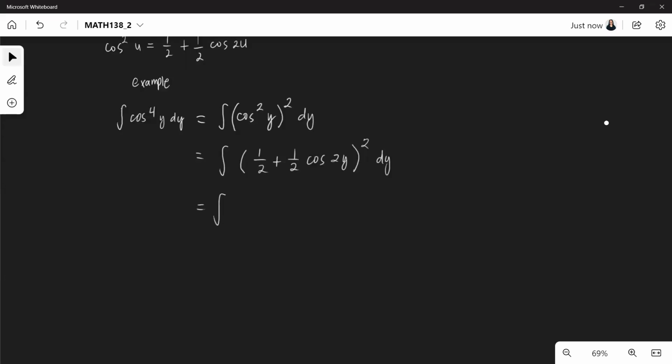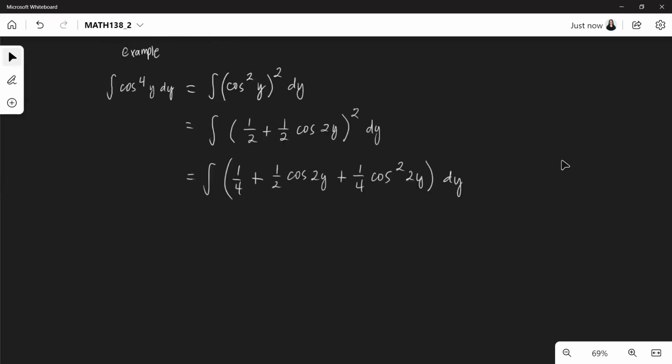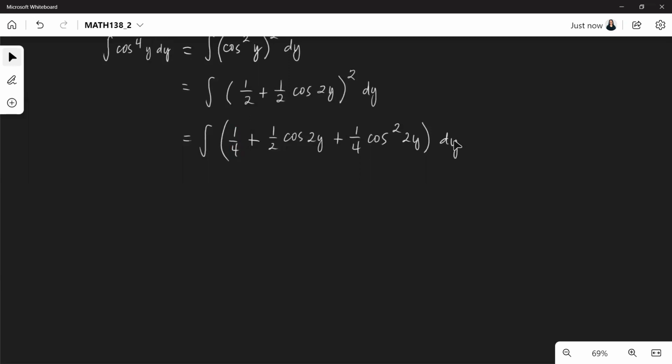So expand the binomial. It's 1 half squared, that's 1/4, plus 2 times 1 half times 1 half cosine 2y, or that's 2 times 1 half is 1, times 1 half cosine 2y is 1 half cosine 2y. And then plus the square of the second term: 1 half squared, that's 1/4, and then cosine squared 2y, quantity dy. We can easily integrate 1/4 dy.